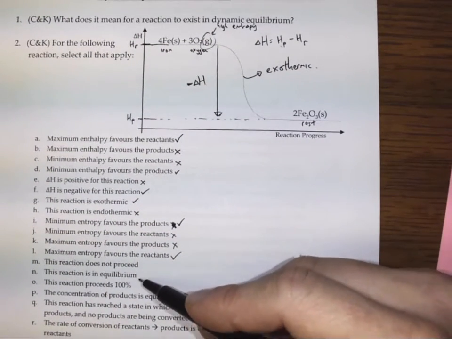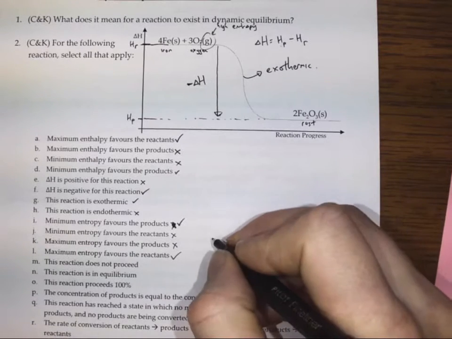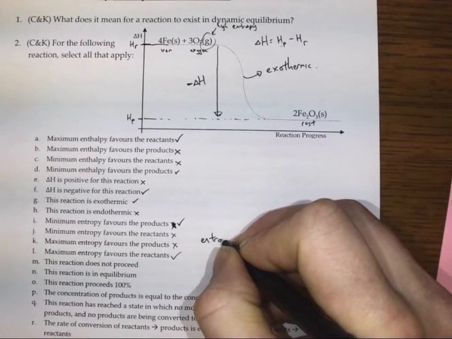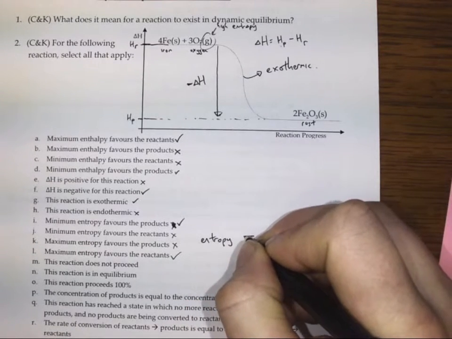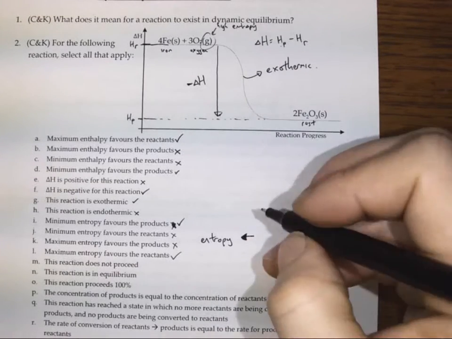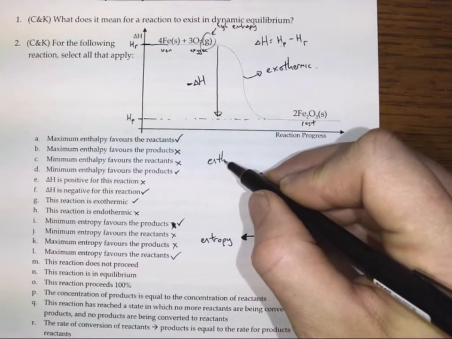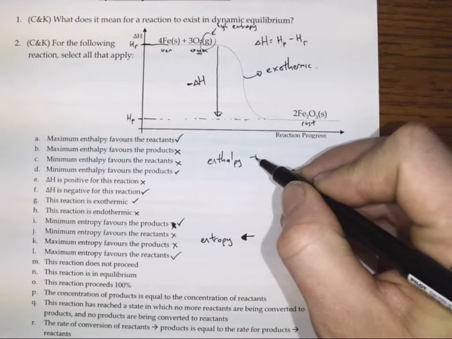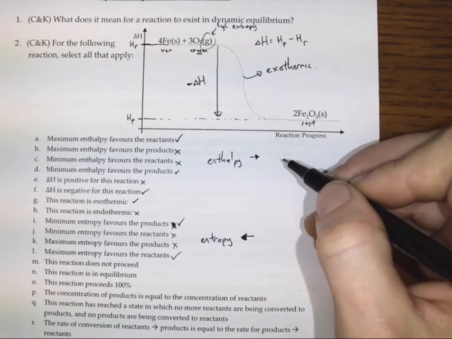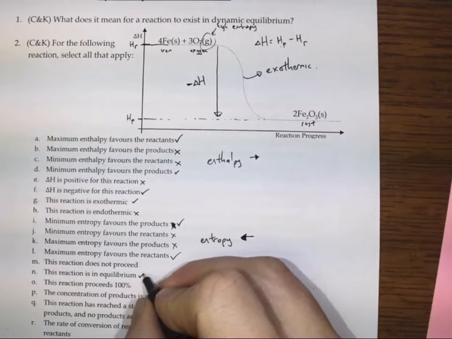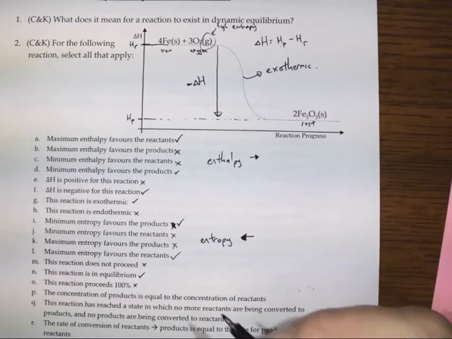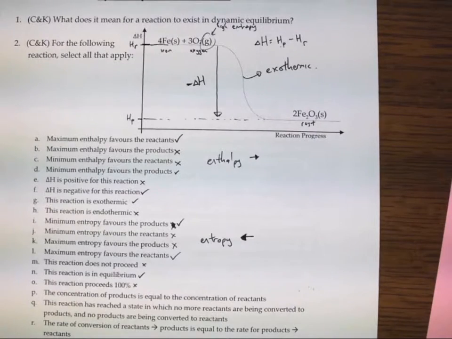Okay, so then the question is, what kind of reaction do you have? It looks like entropy is pushing the reaction to the left because we always want to maximize entropy. That's the second law of thermodynamics. And enthalpy is pushing this reaction forward to the products. So that means this reaction is in equilibrium.